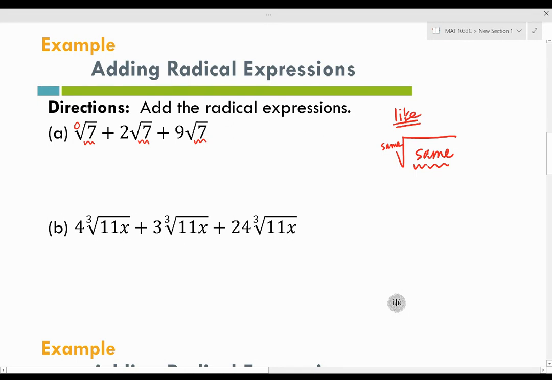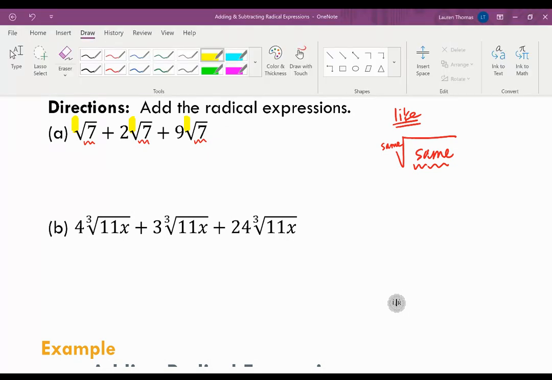There's no number here, so it's understood to be 2. There's no number here, it's understood to be 2. And there's no number here, it's understood to be 2. Because there's nothing there, they're understood to be 2. So that means that all of our radicands are the same, and so are all of our indexes. In this case, we have like radicals, which means that we can add or subtract them.